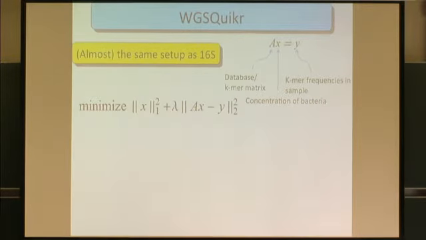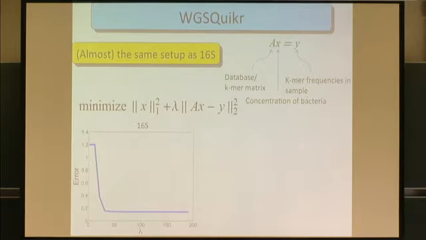Because 16S rRNA is relatively short, it's not an unreasonable assumption to say that the k-mer frequency in the first half roughly reflects the k-mer frequency in the second half. That same assumption doesn't hold for whole genome shotgun, i.e. we have a whole lot more error in the measurements and in our training matrix. Because we have different error, this regularization parameter is going to play a very important role.